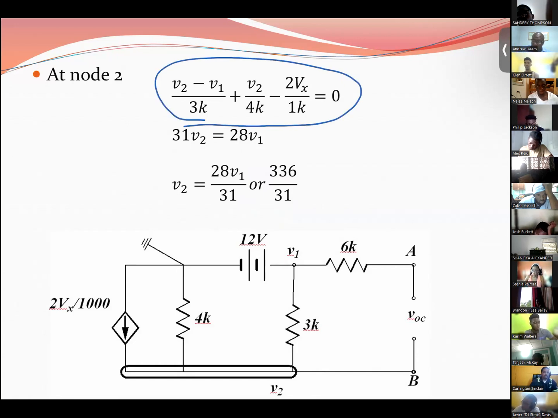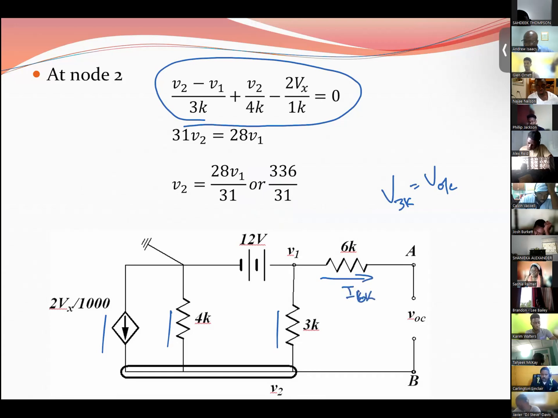Because I now have 3 paths: the path through the 3K, the 4K, and of course the current source. The voltage across the 3K would be equal to the open circuit voltage because no current will be passing through the 6K. I6K would be equal to 0, so there's no voltage drop. So whatever the voltage is across the 3K would be equal to the voltage across the open circuit.